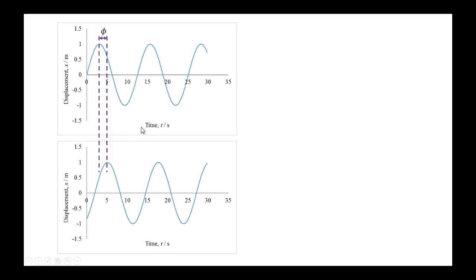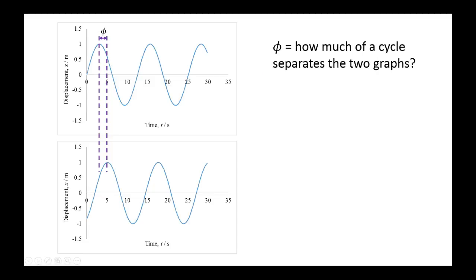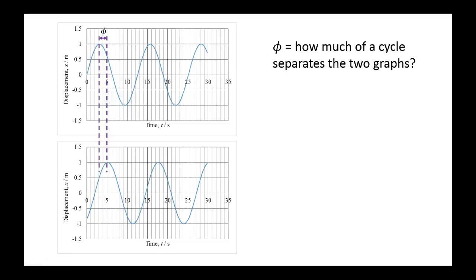But look at our x-axis. You might look at this and say, well, the phase difference should be measured in seconds, because the amount between these lines is going to be some number of seconds. But in fact, phase difference is different. It's how much of a cycle separates the two graphs. Is it half a cycle? Is it a quarter cycle? So look at this graph over on the left. Here's one full cycle. Add my grid lines, and here's the full cycle.